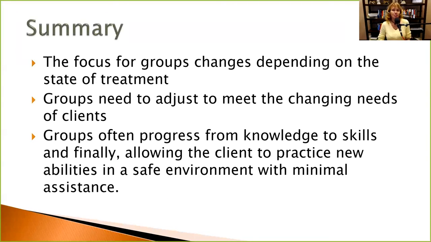So the focus for group changes depending on the stage of treatment. In early treatment, people really need more skills. They need time to get kind of comfortable with things and really kind of get their land legs as far as, okay, I'm really getting ready to do this.